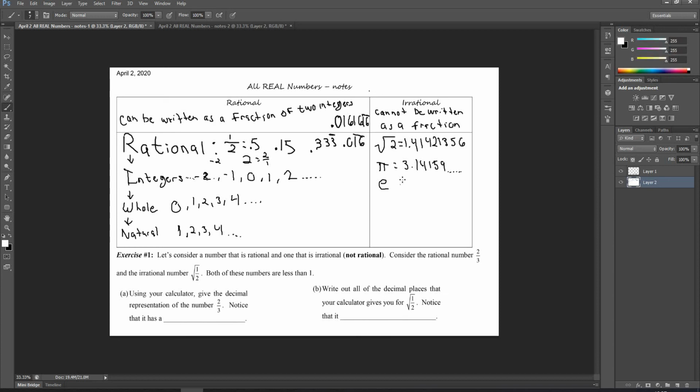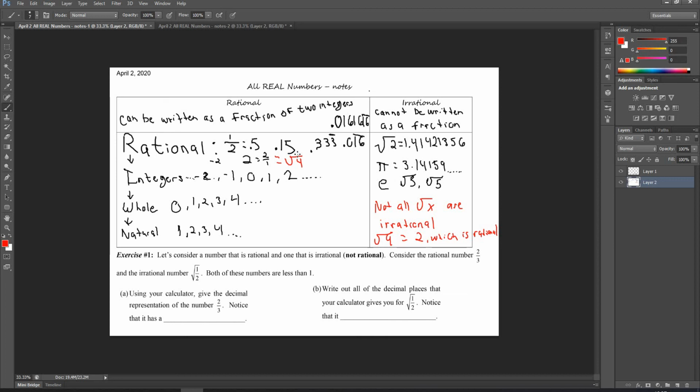So I'll write a few more examples. So like the square root of 3, square root of 5, not all square roots of a number are irrational. So like the square root of 4 is equal to 2, which is rational. We saw earlier 2 is 2 over 1, and this is equal to the square root of 4 as well.